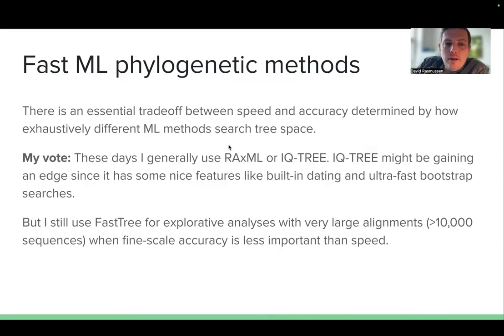FastTree can still be useful. I'm just somewhat skeptical that it's accurate enough to be used for publication quality tree reconstructions. It can still be nice if you just want to very quickly obtain a tree for a very large data set. But we've grown to be skeptical that FastTree is actually capable of finding the best possible trees when compared against these other fast ML methods.